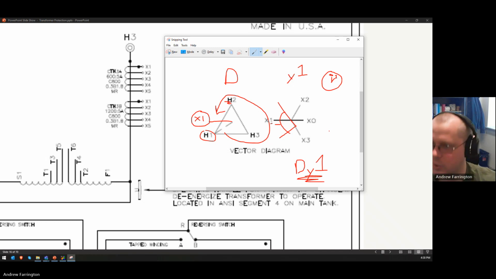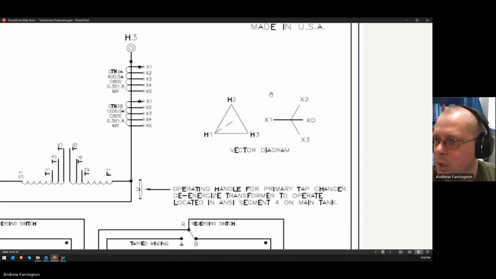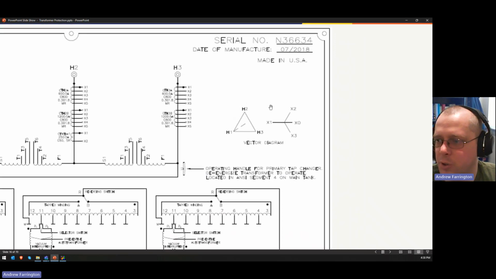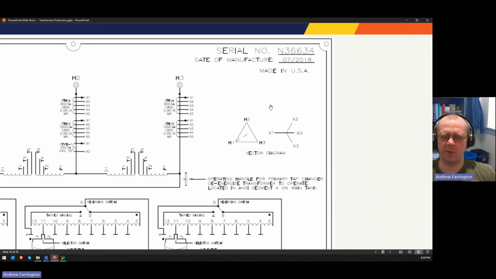So that's how you determine that based on the vector diagram if it doesn't give it to you directly. A couple of things to remember about the vector diagram. It's dependent upon the system, the phase sequence of the system. Most of North America is positive sequence. That's more or less taken as an assumption.